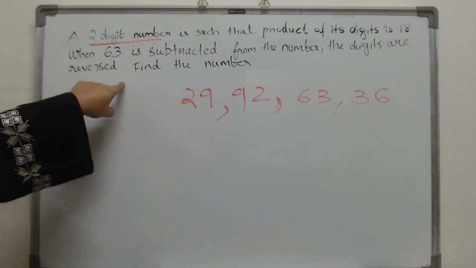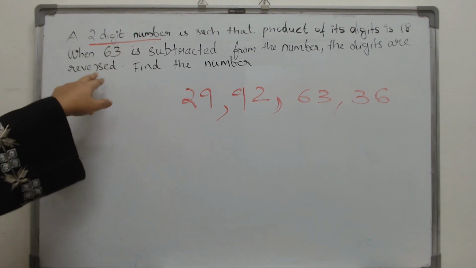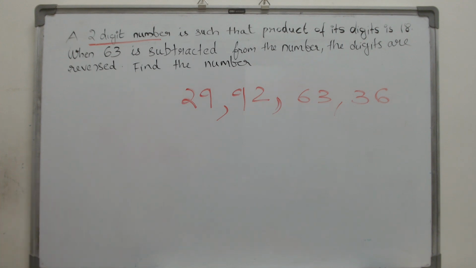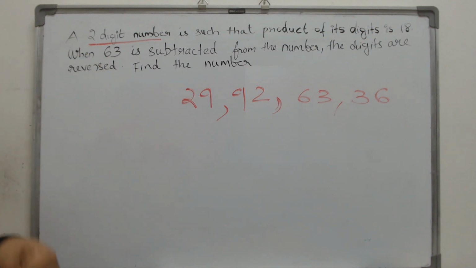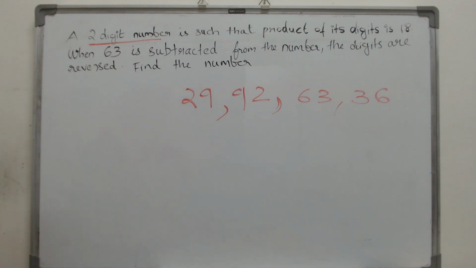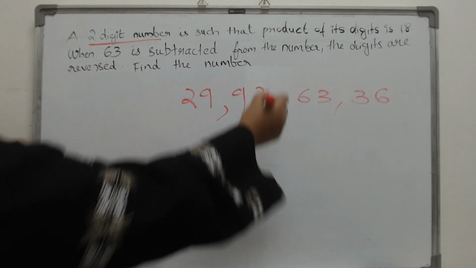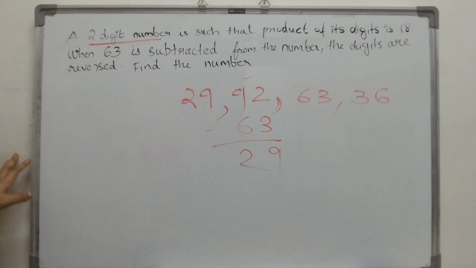Now look at the second condition. You have to subtract 63 from that number. Then you will see that the digits are reversed. Now if you have to subtract 63, the number has to be greater than 63, right? Why is that? Because your digits can never be negative. Your digits, your age and your weight, all of this cannot be negative. So the number you are looking for should be greater than 63, which is the only number you see here. It is 92. Now subtract 63 from 92 and you will see that the digits are reversed.